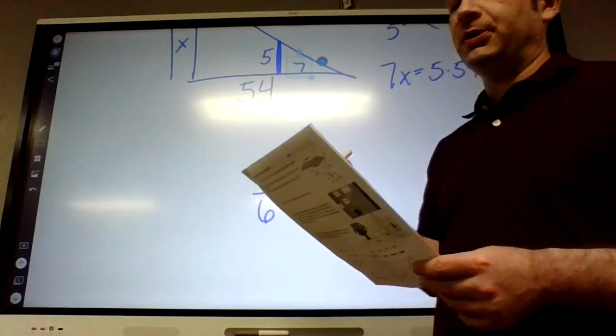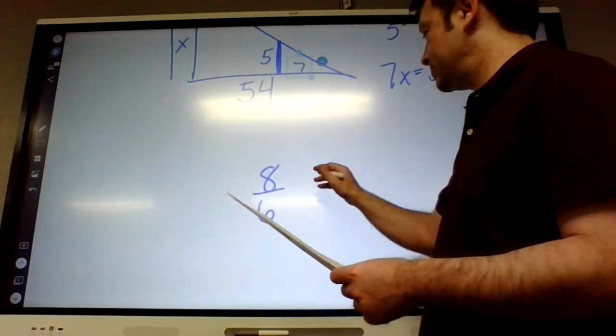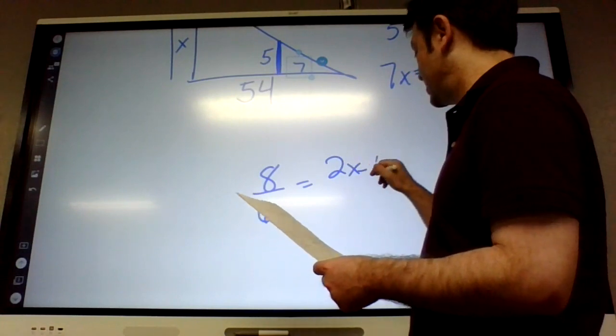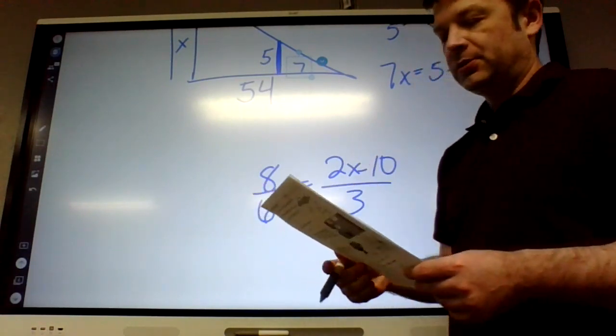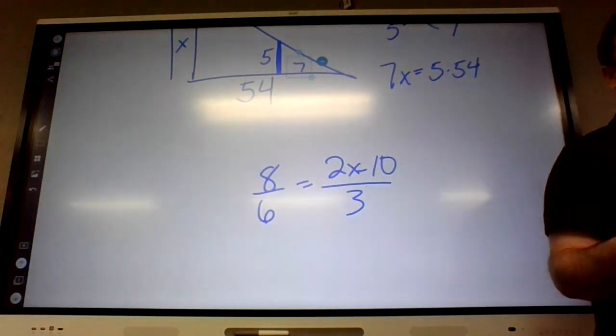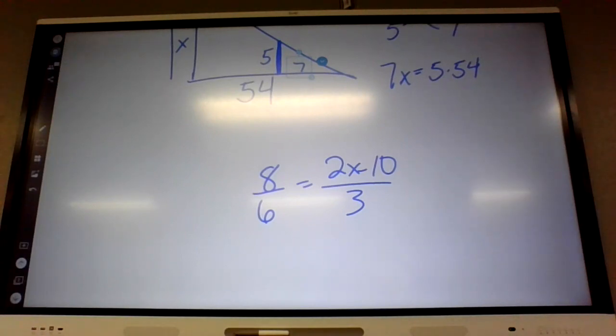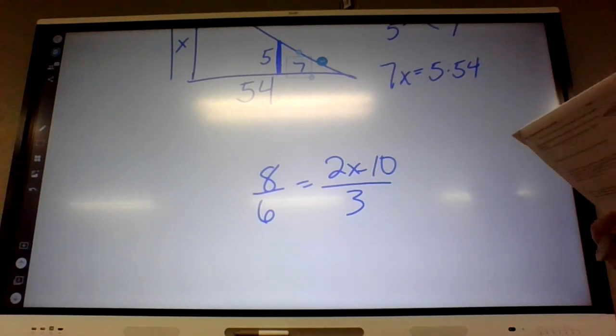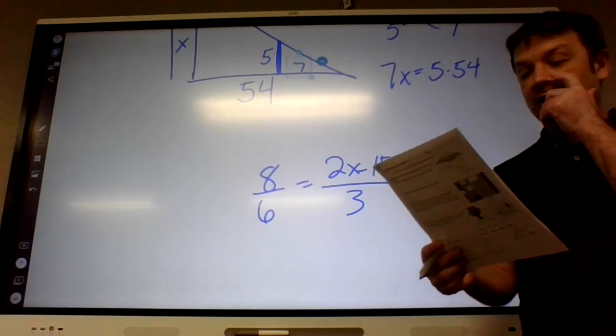There are a bunch of different ways you could do it. 8/6 equals 2x minus 10 over 3. That's one of the ways you can do it. Or you could do, I always think of it like 6/3 equals 8/2x minus 10, because it already looks like that. But either way, it's all good. That works. Okay, Kate, now how about the second one?